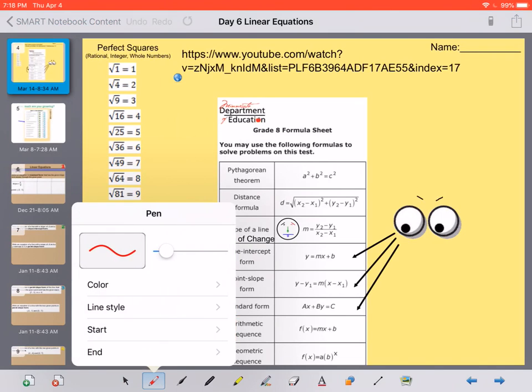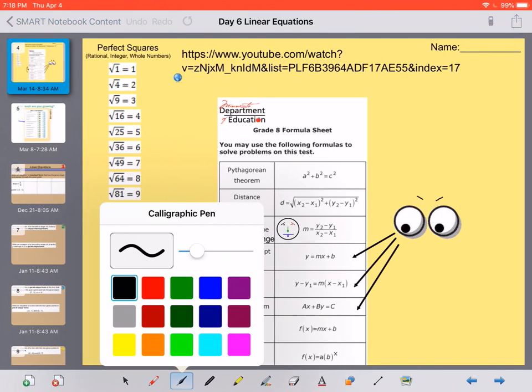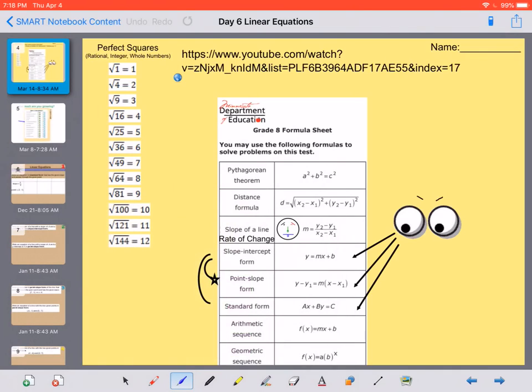Today we are talking about linear equations and their different forms. So what I want you to do is look at your formula sheet. We have 3 different forms of equations. One is slope-intercept form, point-slope form, and standard form. Those 3 things are the forms.